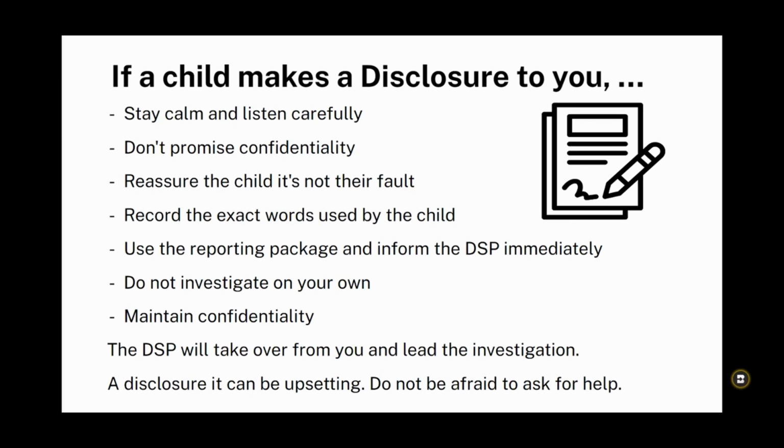So if this happens, stay calm. As I said, don't promise confidentiality. Reassure the child it's not their fault. Record the exact words. Use whatever reporting mechanisms, whether it's online or paper-based, and report to the safeguarding person as soon as possible. Do not investigate it and maintain confidentiality. The designated safeguarding person will then take over and they will lead the investigation. Okay, so you'll leave it with them to continue.